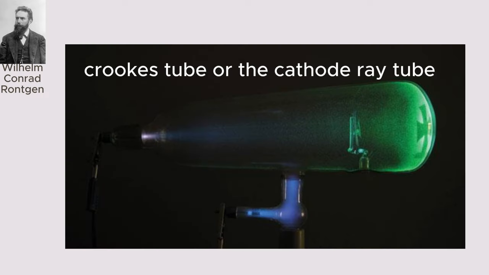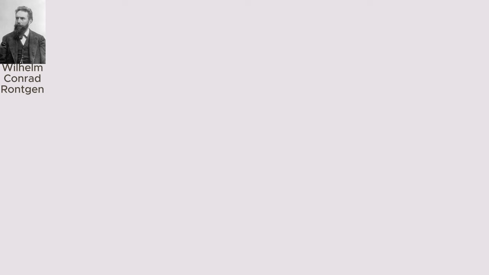They were experimenting with the cathode ray tube, and the whole premise of the experiment was to find out ways to produce electricity. So the experiment was centered around electricity at that time. Now, suffice to say that at that time, X-rays were being produced as well.